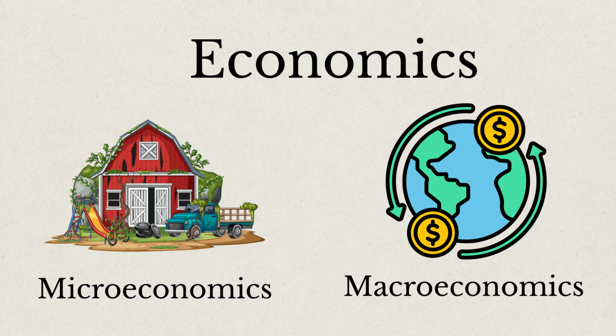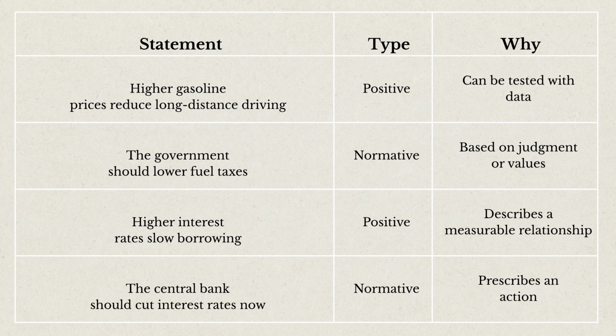Another important distinction in economics is between positive and normative statements. The following table provides some examples. A positive statement describes the world as it is. It can, at least in principle, be tested with evidence. A normative statement describes how the world should be. It involves values, opinions, and judgments.